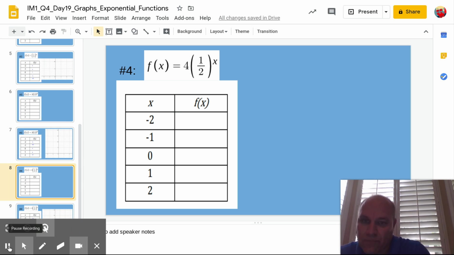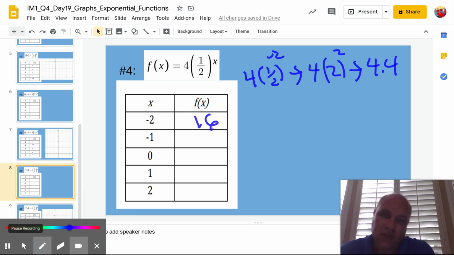Let's again start with the harder ones. Let's start with the -2 power. Substitute that in. What do you get for f of x? When we substitute -2, we should get 16 for y, or f of x. So 4 times 1/2 to the -2 becomes 4 times 2 to the second power. 2 to the second power we know is 4, so it becomes 4 times 4, which is how we got 16.